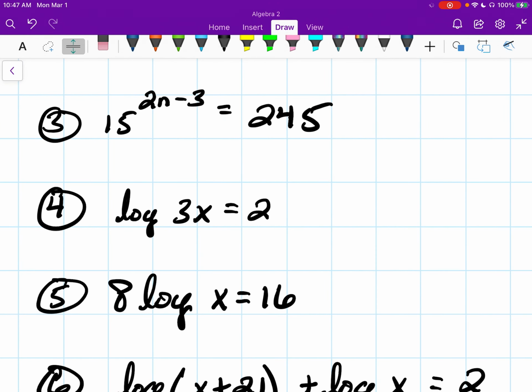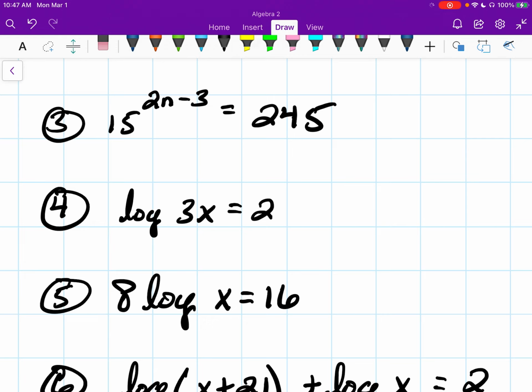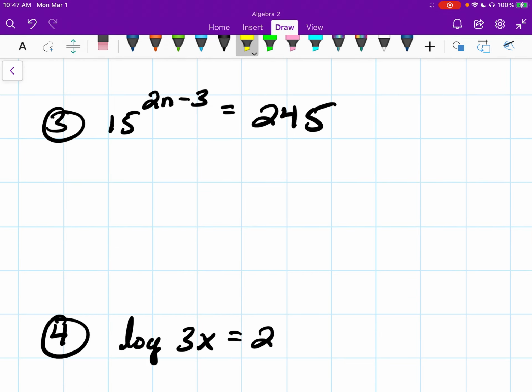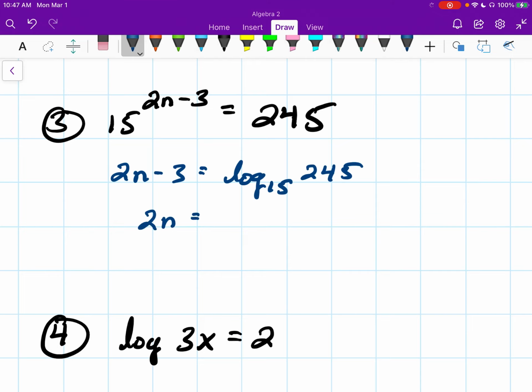Number 3 here. Again, we want to start off by converting this into log form. So my exponent will become all on its own. So this will be 2n minus 3 equals log base 15 of 245. I like to do all of my solving and then type everything in at one time in my calculator. I think that makes it a little bit faster for me. So I'm going to add my 3 over. So I'll have 2n equals log base 15 of 245 plus 3.